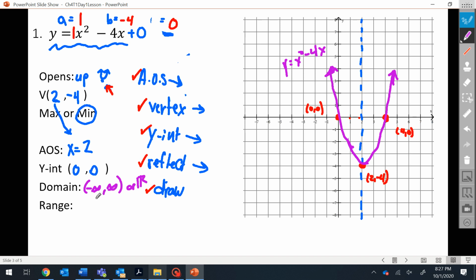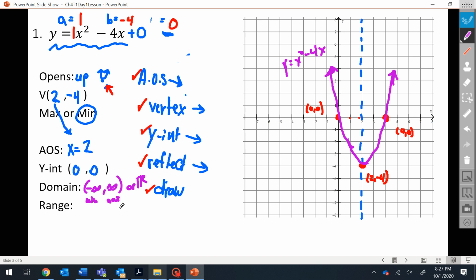So remember, this is an interval. It says that the minimum of the x values is negative infinity, and the maximum of the x values is positive infinity. So that's the interval for the domain.